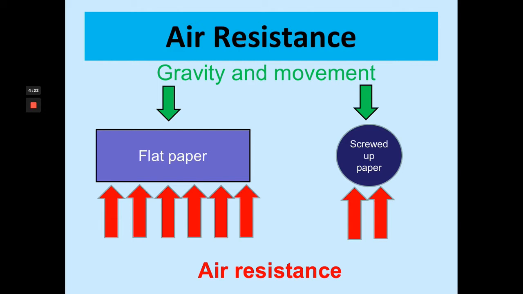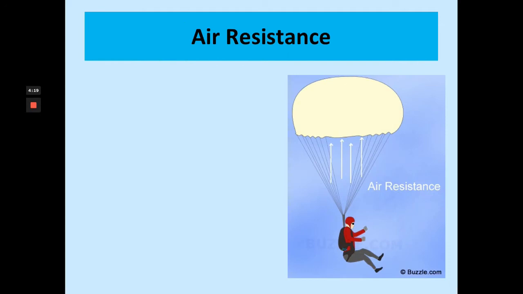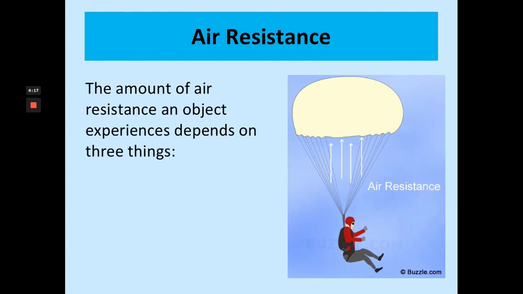So different things can affect air resistance. The amount of air resistance an object experiences depends on three things. It depends on the speed the object is moving at. It depends on the size of the object. So that's what affected our piece of paper, isn't it? Because everything else was the same, but the size of the piece of paper before we screwed it up was much bigger than the screwed up piece. And also the shape. Some things are more streamlined, and that could also have affected our piece of paper.